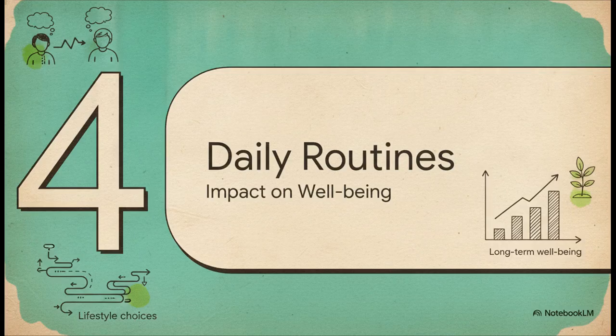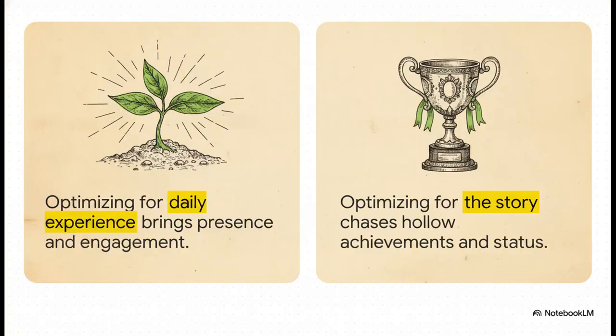Let's look at section 4, evaluating daily routines. The crucial point here, where the rubber really meets the road, is how this exact cognitive gap directly impacts our long-term well-being and the choices we make every single day. Kahneman noted that most of us constantly confuse these two selves. We think we're optimizing for happiness, but unconsciously, we're really just optimizing for the remembering self. We chase status, impressive job titles, big milestones, just to build a good life story.